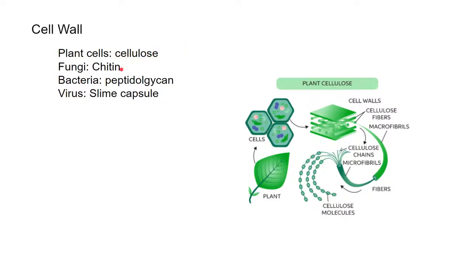Fungi will always deposit chitin. Bacteria will always deposit peptidoglycan, which is peptide, a protein, and glycan, which is a carbohydrate, combined together on the outside. And then there's a virus, which does not have a typical cell wall. Its structure is very different. It doesn't have an exact membrane. Its wall is made up of proteins, and then it can be further covered by a slime capsule.